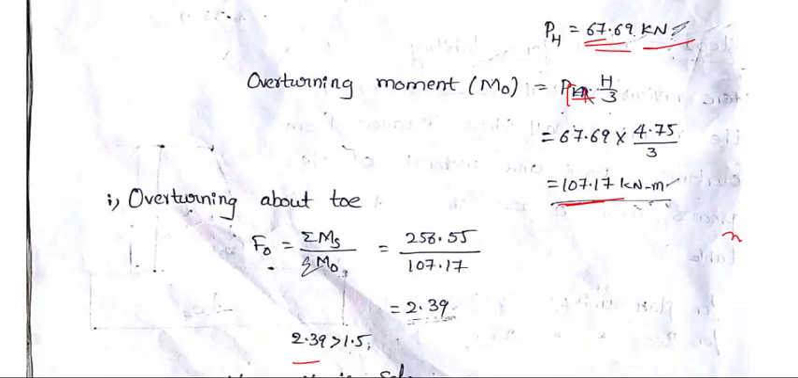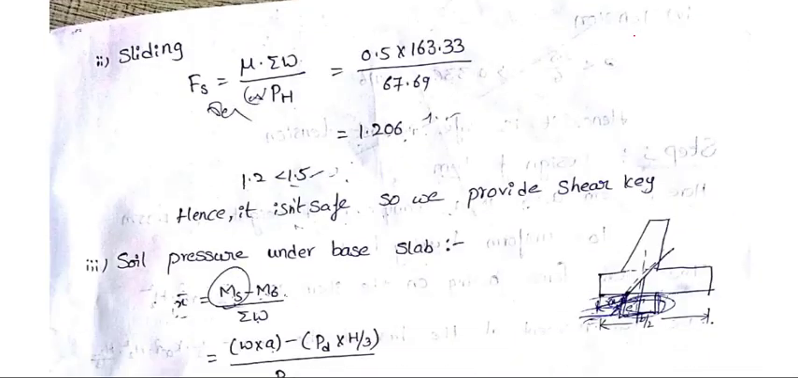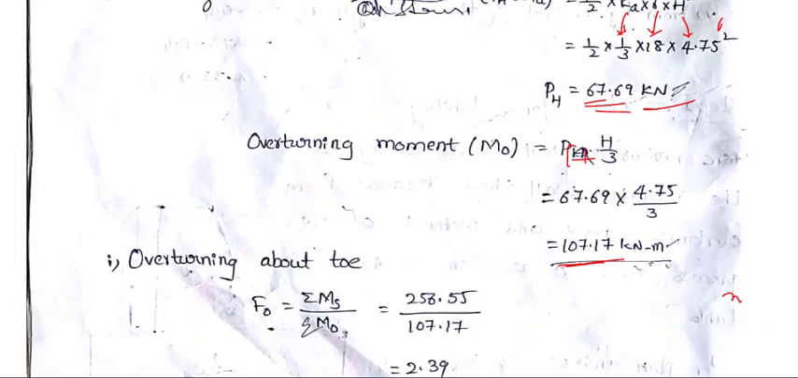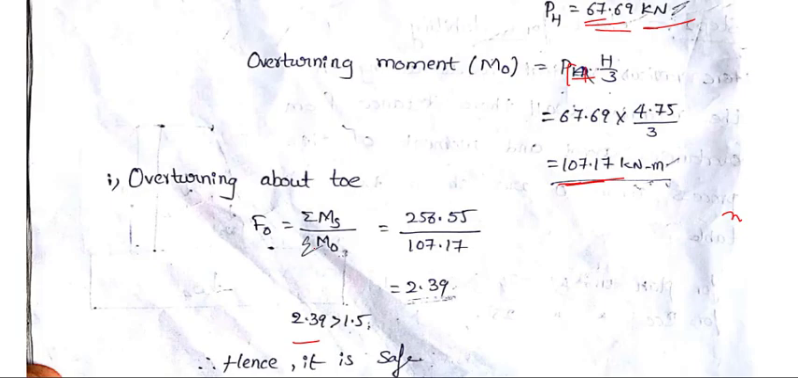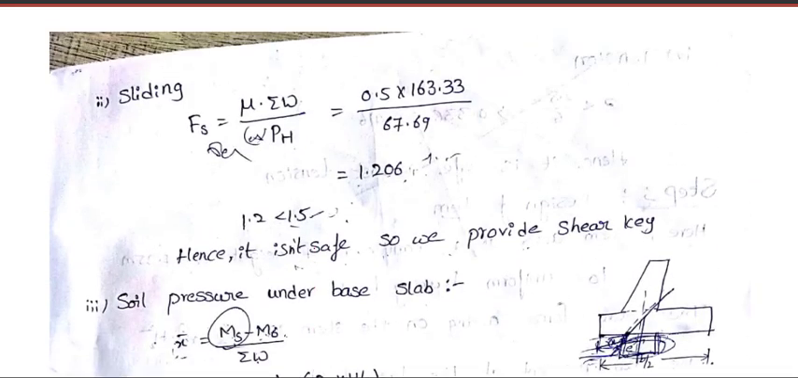From here, the pH value is nothing but the total horizontal force. So what is the answer? 1.2. So it is lesser than 1.5. So hence it is not safe against sliding. That means in the previous step, our structure is safe against overturning about the toe, but it is not safe against sliding.